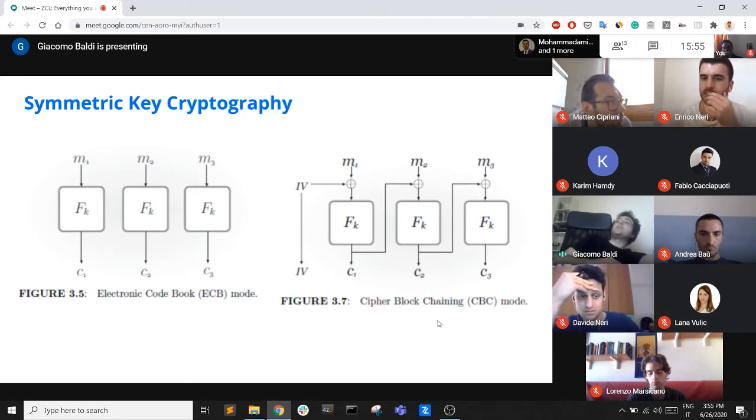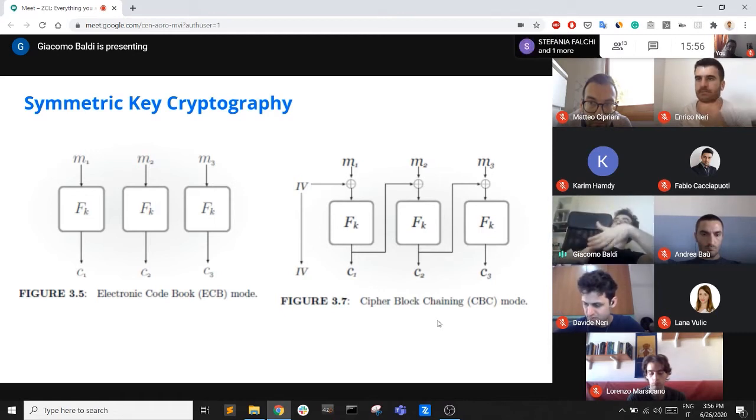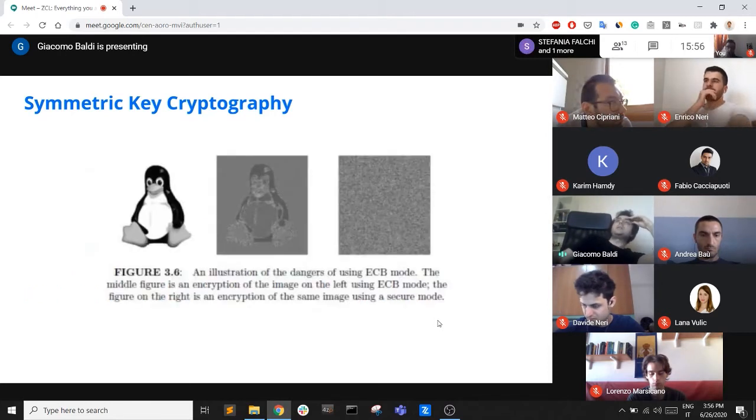Another way of doing this is to mix the blocks in such a way that, for example, ciphertext number 2 is dependent not only on the key and on the block, but it is also dependent on the previous application of cryptography to the block. Okay, so C3 now depends on C2 and C1. C4 will depend on C3, C2, and C1. So you are spreading the information that is contained in one single block to every other block that you're going to encrypt. Why am I telling this?